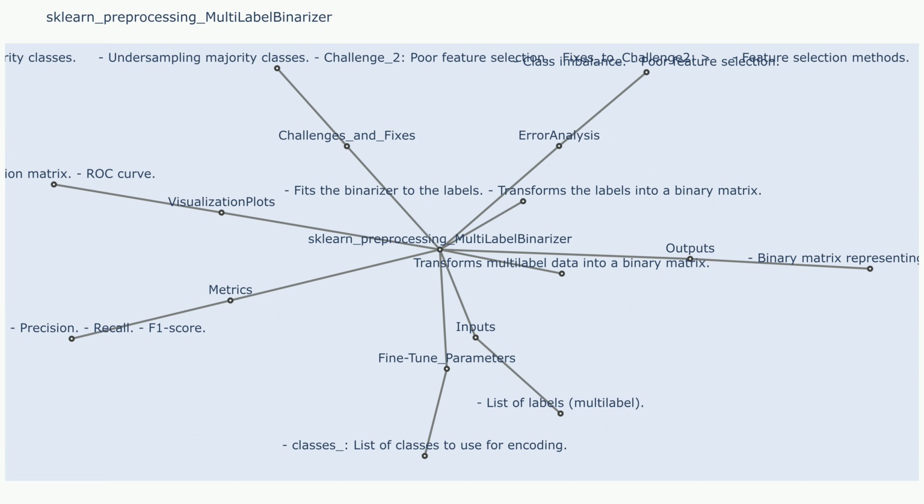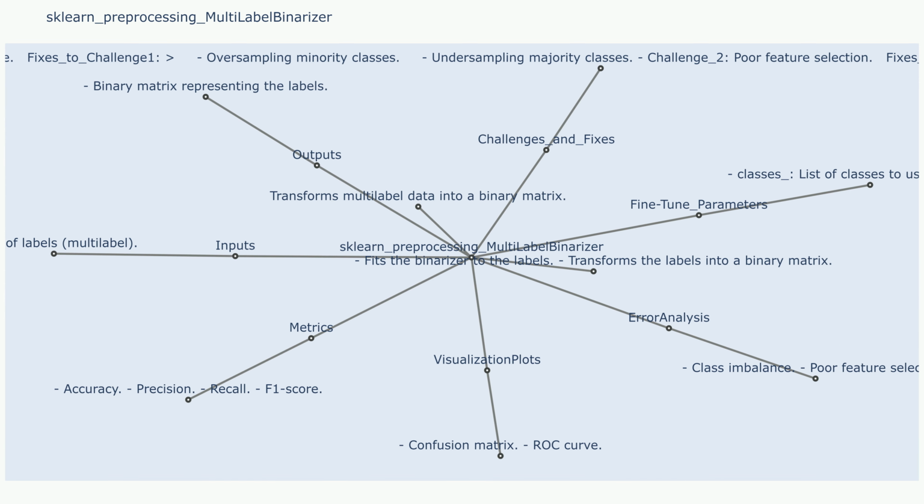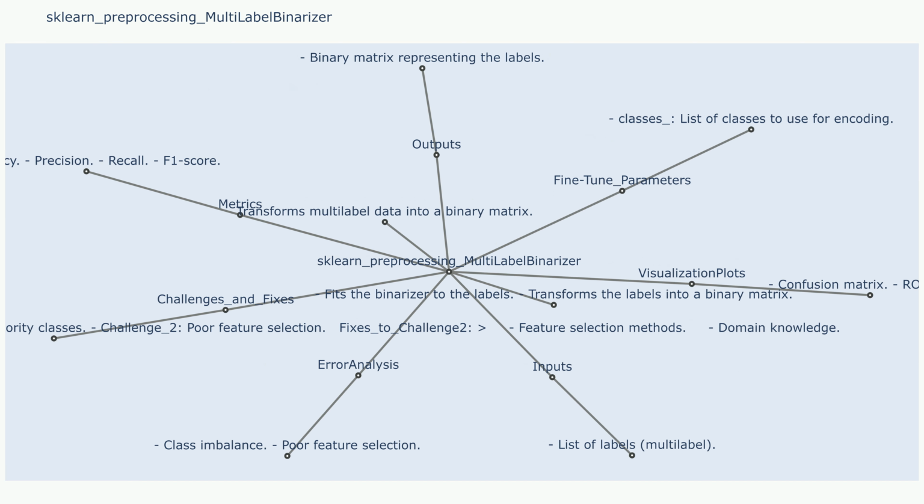Fine-tune parameters. Classes. This parameter specifies the list of classes to consider. If not provided, the classes are automatically determined from the input data. Uncertainty methods. Confidence scores. Each predicted label can be associated with a confidence score, indicating the certainty of the prediction.